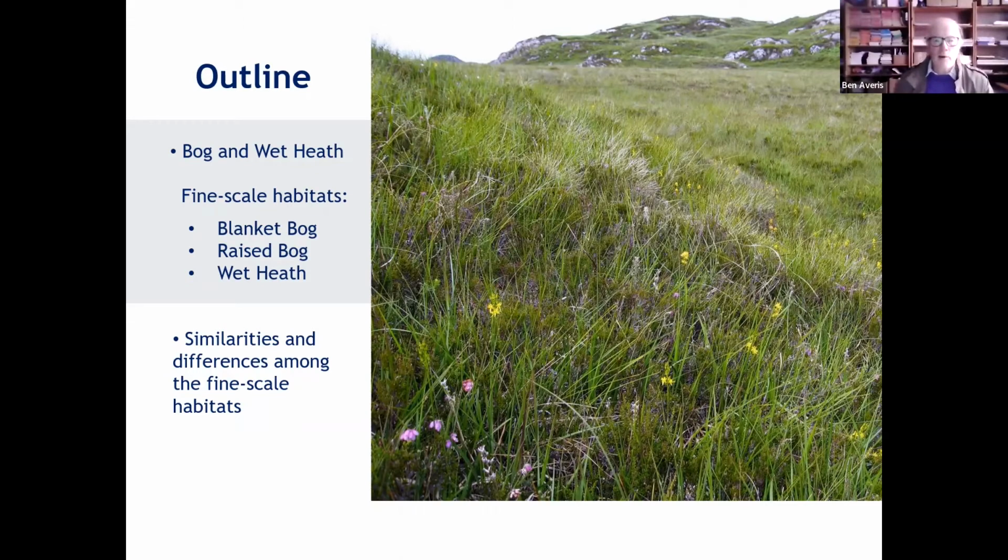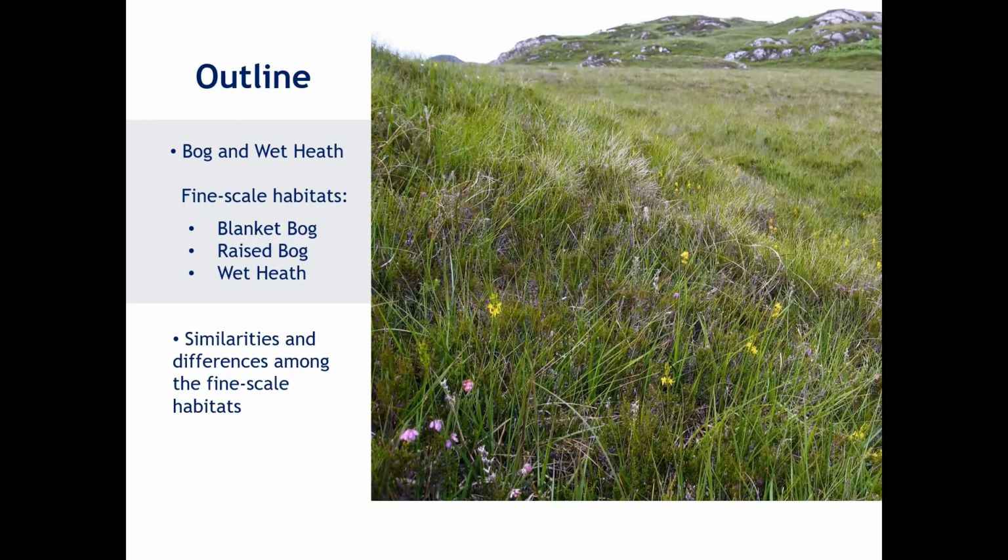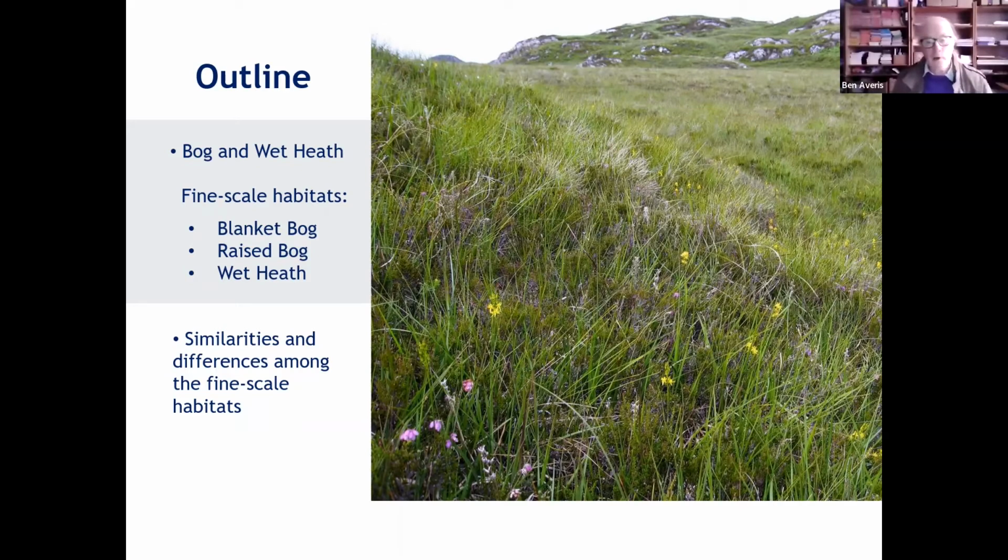So this is an outline page, just to say that this is about bog and wet heath fine scale habitats. We'll be looking at three of them: blanket bog, raised bog, and wet heath. And we'll be looking at similarities between them and differences. And we can move on to the next one. That's the outline slide there.